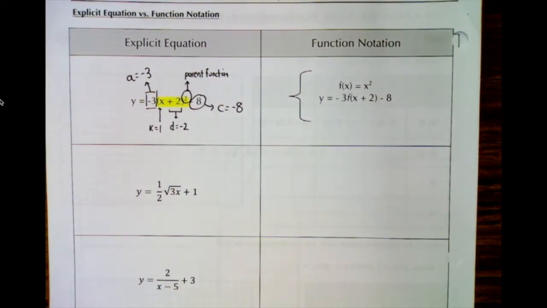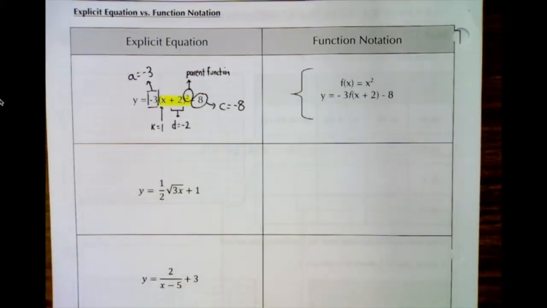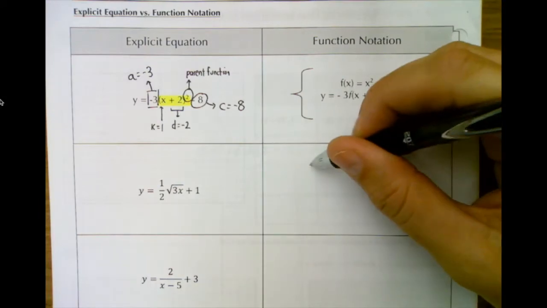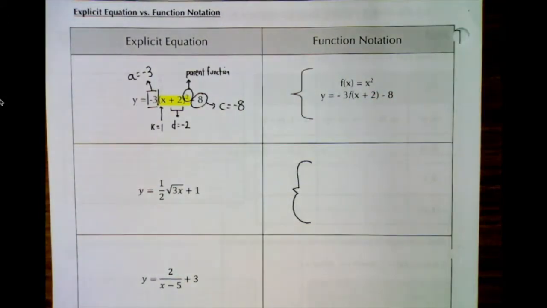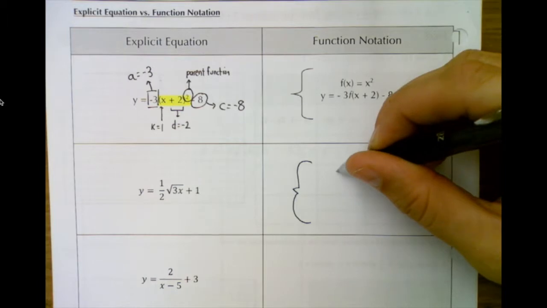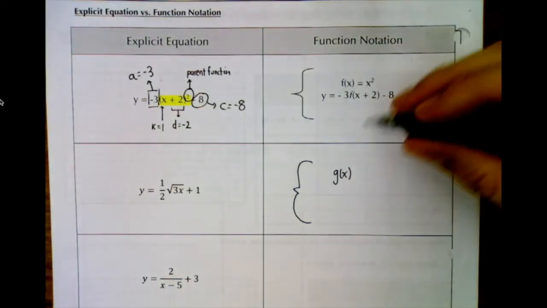We have y equals 1/2 times the square root of (3x plus 1). The first part is identify the parent function. We'll call our parent function, well, we already used f of x, so let's use g of x for a different function. g of x would equal the parent function.